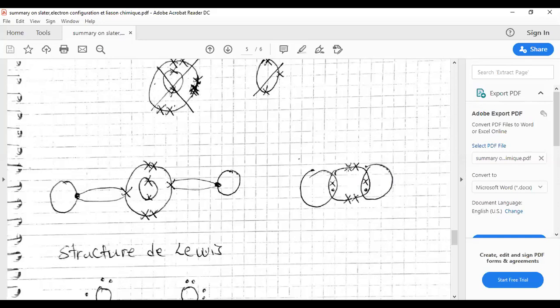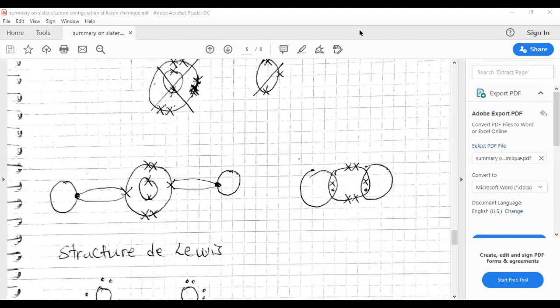So here it will be 1, 2, 3, 4, 5, 6, 7, 8. This one is stable. Then hydrogen also is stable, with 1, 2. That's what we usually use. When you talk about bonding, just think of electrons which are found in the outermost shell. That's what we mean when we talk about bonding.